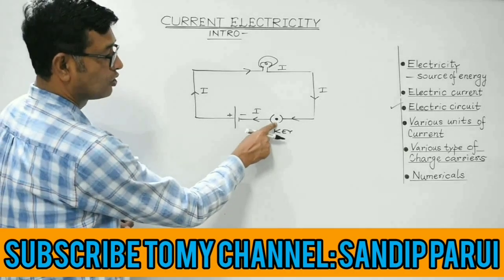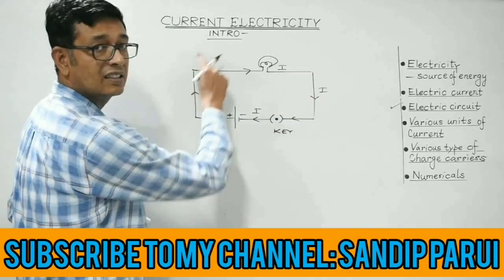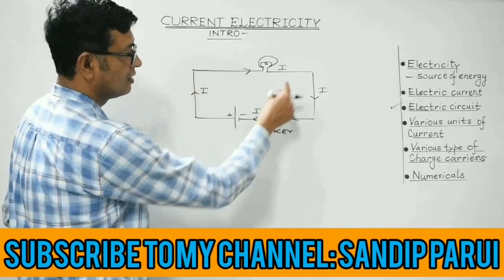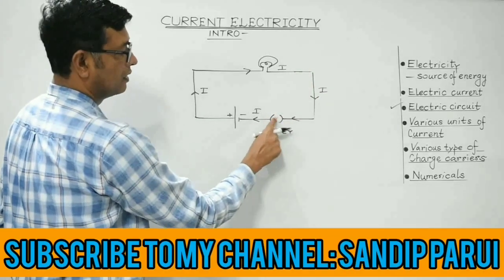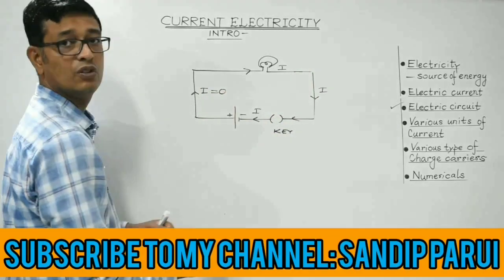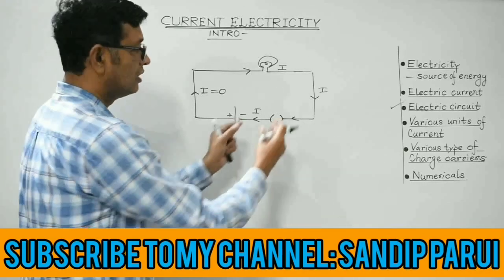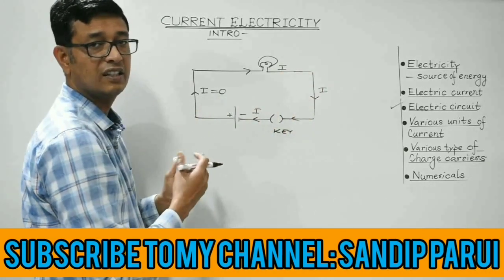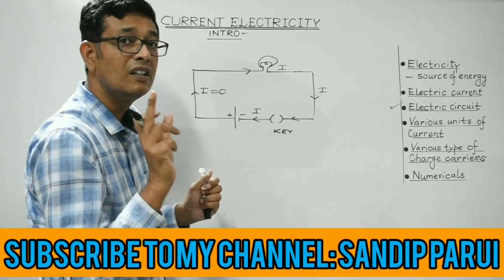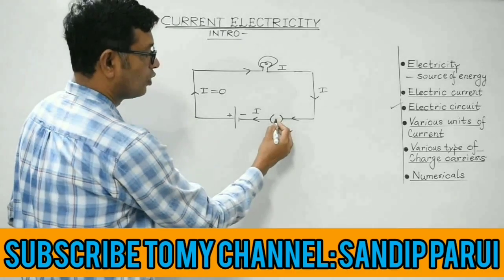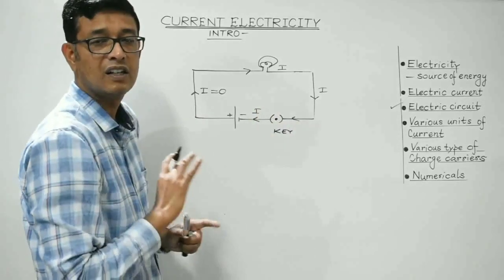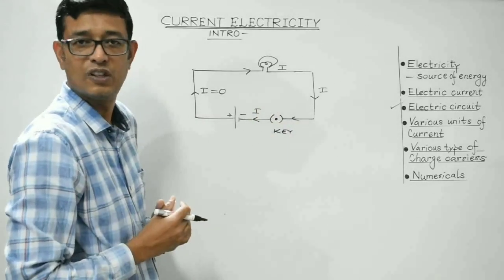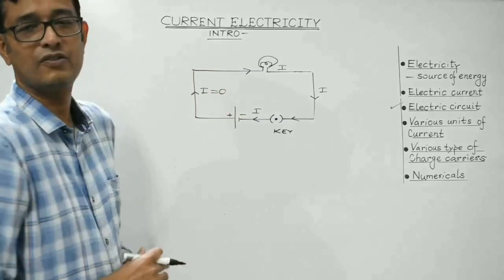This is a closed key, that is when the circuit gets completed. Now in case a circuit is broken or the key is open, then current will become zero. There will be a discontinuity in the flow of current. So in this case, current flowing through the conductor would be zero. In case of a closed key, current will flow. In case of an open key, current will not flow. Right? So that's an electric circuit for you.